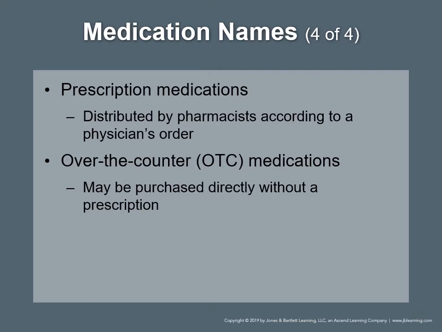Prescription medications are distributed by pharmacists according to a physician's order. Over-the-counter or OTC medications may be purchased directly without a prescription. Many problems are attributable to prescription medications and may become more common as more drugs become available over the counter. You may also encounter patients who have taken street drugs, such as heroin or cocaine. Street drugs lack the purity of over-the-counter or prescribed medications. They are still pharmacologically active and will cause an effect.